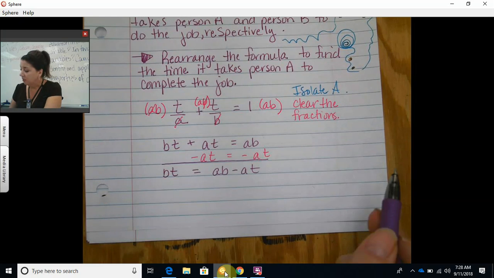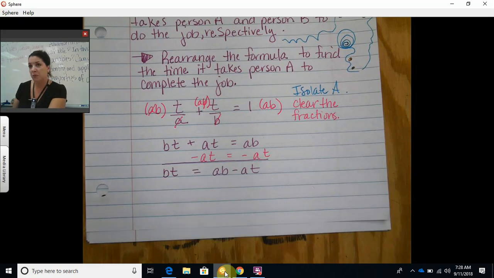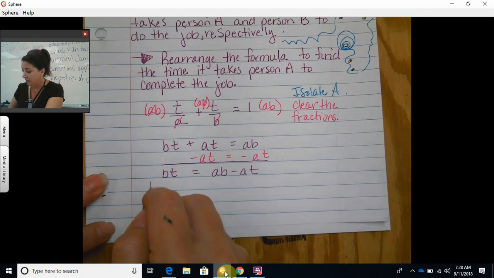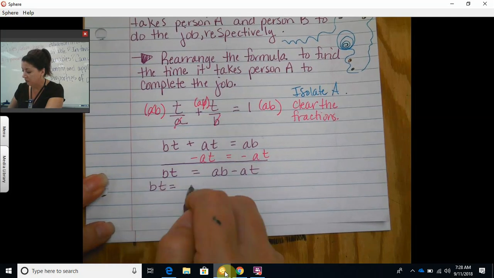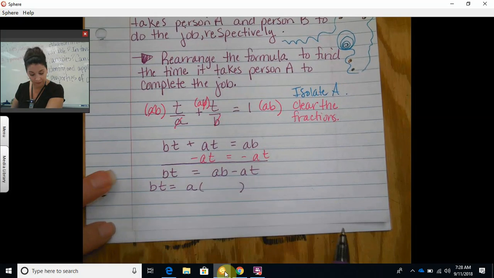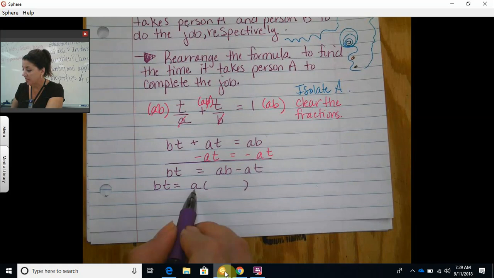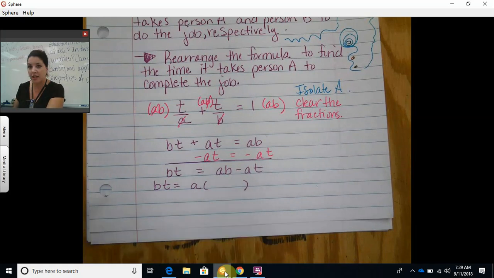All right, do you realize that both of those terms both have an A? Yes, so that's a common factor we can factor out, right? So if I factor out an A on the right side, I'll have BT equals, I'm going to factor out an A and see what is left. So greatest common factor is A. Do you know what to do if I factor that out? How will I know what's left?